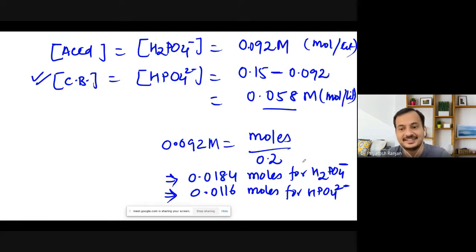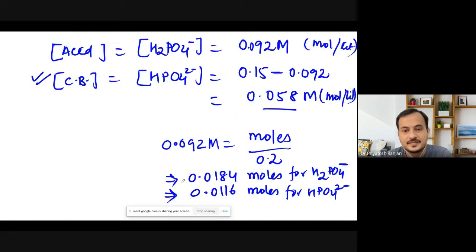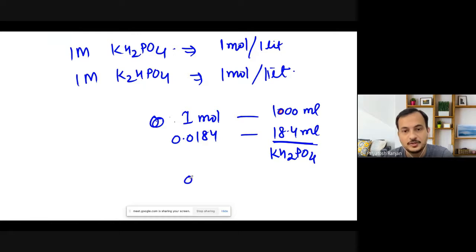prepared by either a lab assistant, or you can still prepare it on your own. And then I need 0.0116 mole of HPO4 2 minus, which corresponds to either this much in liters or 11.6 ml.